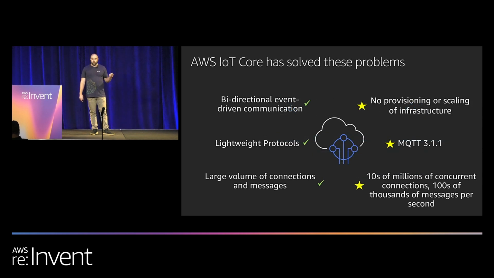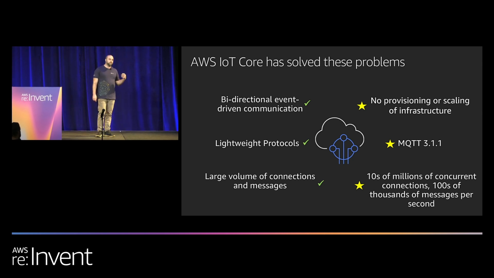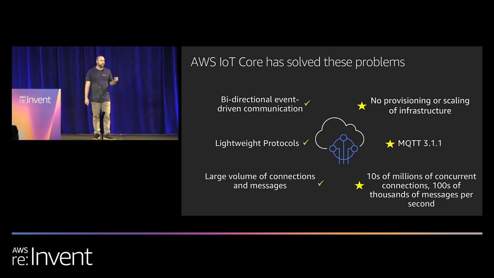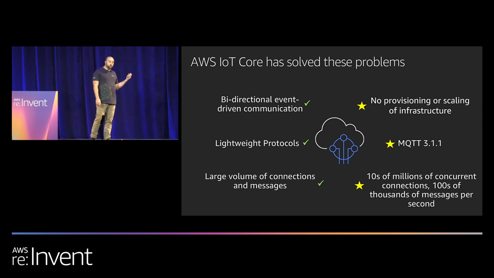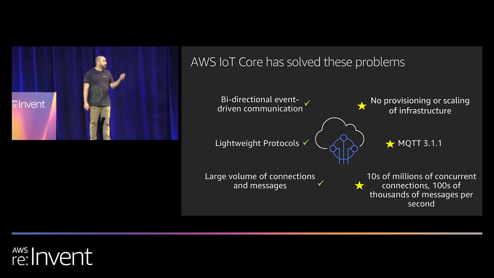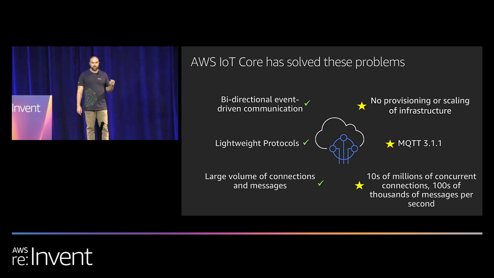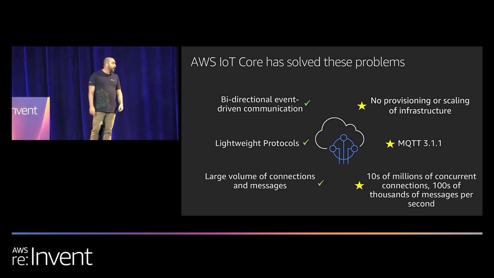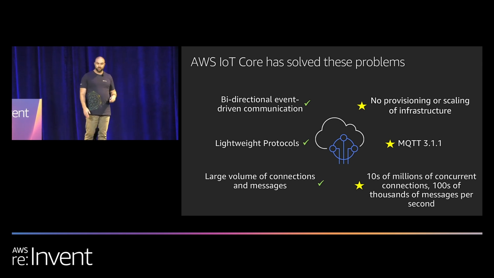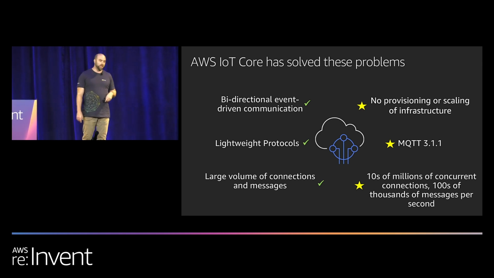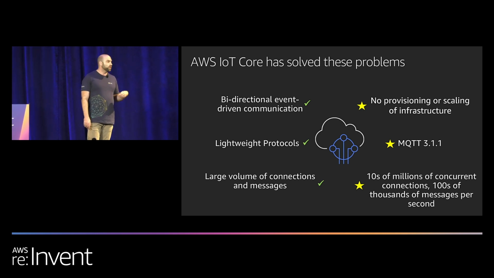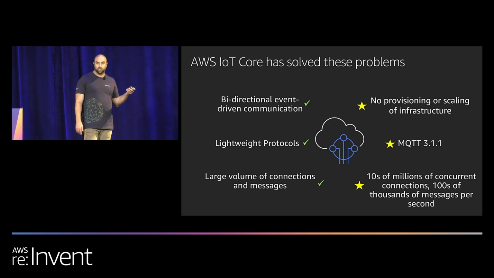In fact, IoT Core has solved a lot of these scaling challenges that we mentioned earlier. For the need for bidirectional event-driven communication, IoT Core offers this as a fully managed service, meaning no provisioning of capacity, no scaling or managing any infrastructure, and the use of lightweight protocols. AWS IoT Core supports MQTT 3.1.1, a pub/sub protocol that's an ISO standard for IoT communication, and a large volume of messages and connections. Totally check. IoT Core is capable of handling tens of millions of concurrent device connections with hundreds of thousands of messages per second per account.